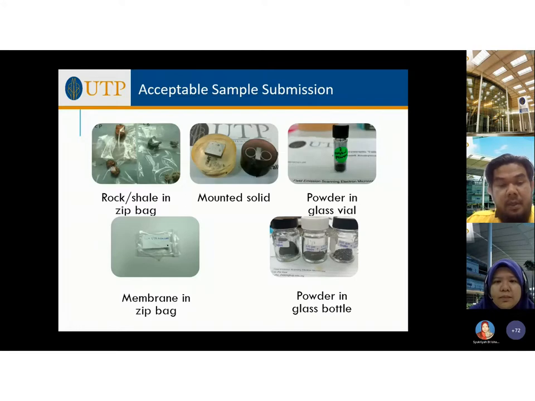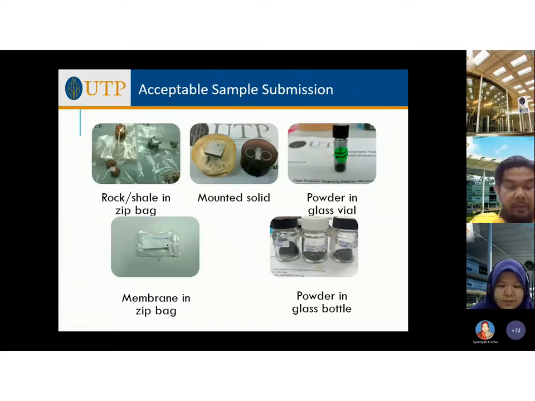If you have a mounted solid sample, like a metal, with cold mounting or hot mounting, normally you can also put your sample in a zip bag or in a plastic case. This is to avoid contamination when you submit the sample to the submission room. Very important is the third sample. If you have a powder sample, I highly recommend you put your sample in a glass vial or a glass bottle.